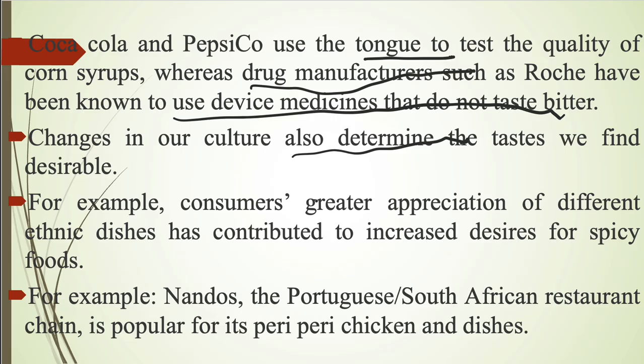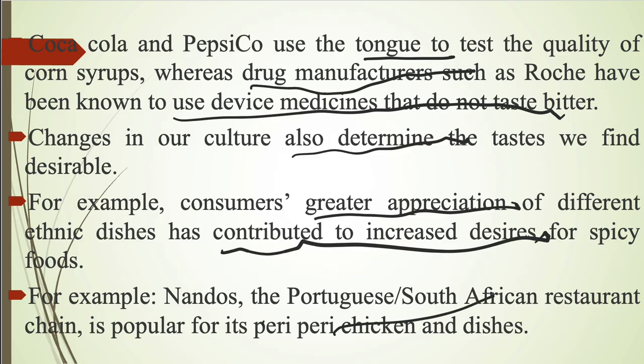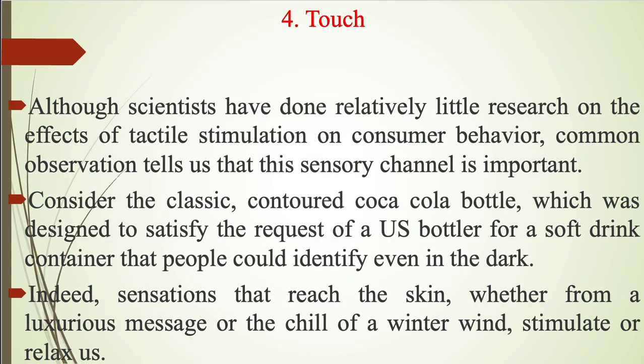For example, consumers' greater appreciation of different ethnic dishes has contributed to increased desires for spicy foods. For example, Nando's, the Portuguese South African restaurant chain, is popular for its peri peri chicken and dishes. So taste is also relevant, it is also linked to the emotions, feelings, past experience of the consumers and so on. The next sense is touch.